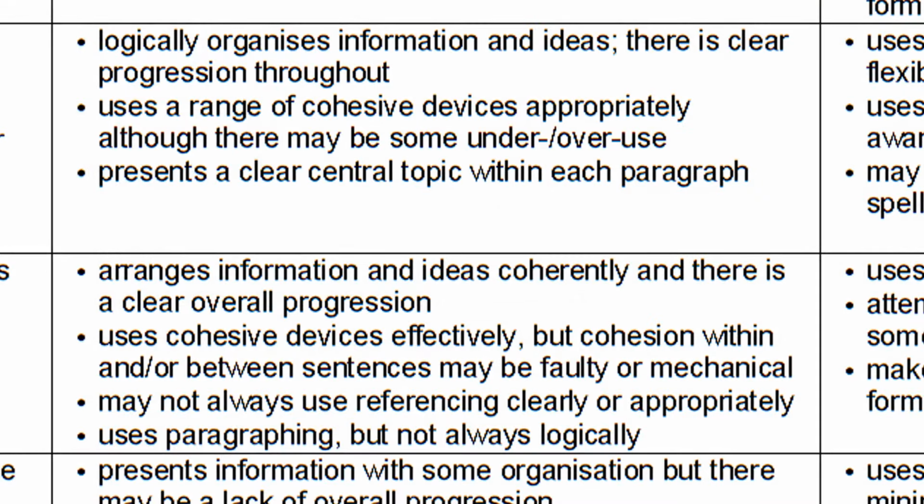Let's go back to coherence and cohesion. And there's something else we're going to look at. This idea of cohesive devices, which appears a lot. So at Band 6, you use cohesive devices effectively. At Band 7, appropriately. That's not such an important thing. The really important thing is down here, faulty or mechanical. If you're using cohesive devices in a way that is wrong or sounds a bit robotic, then we call that mechanical, and it's likely to get you stuck at Band 6.